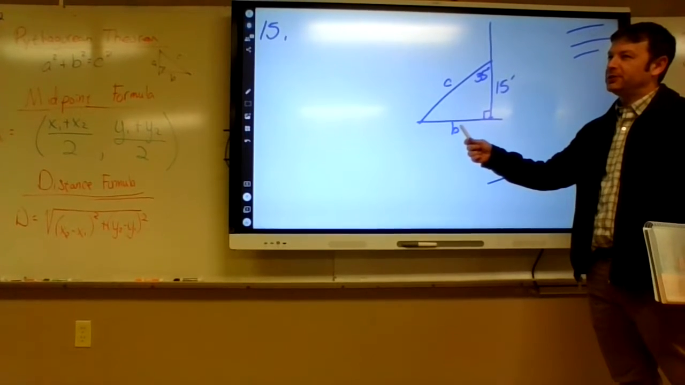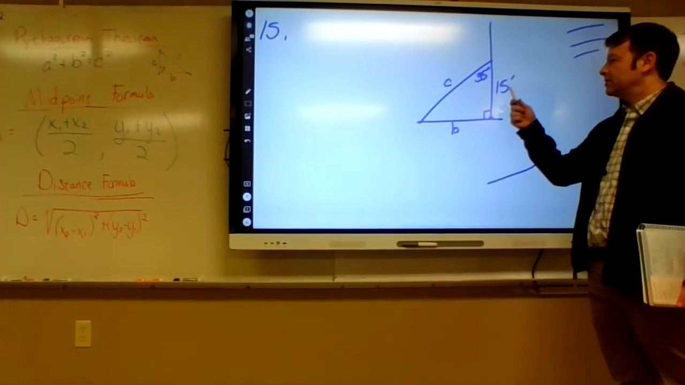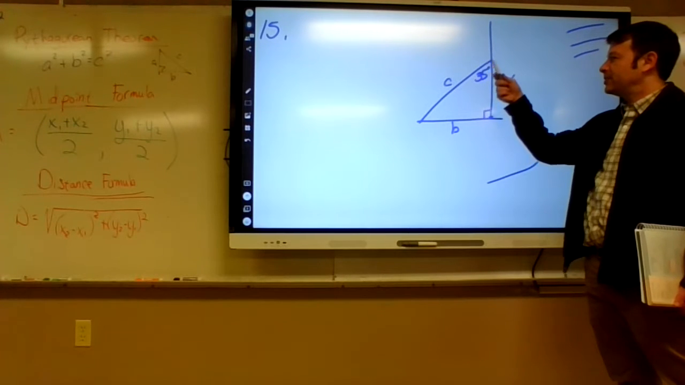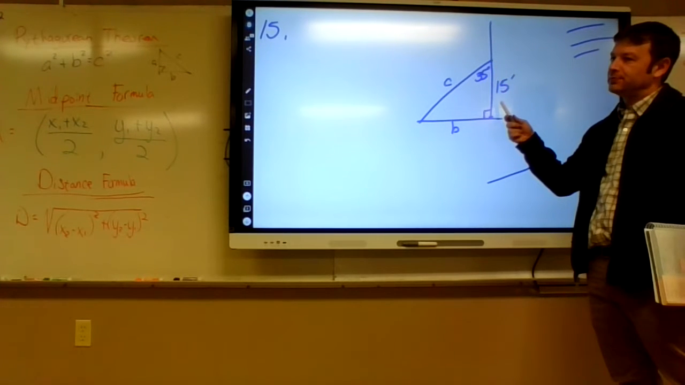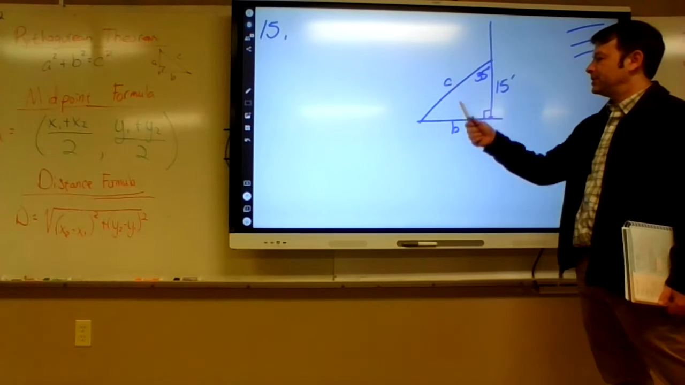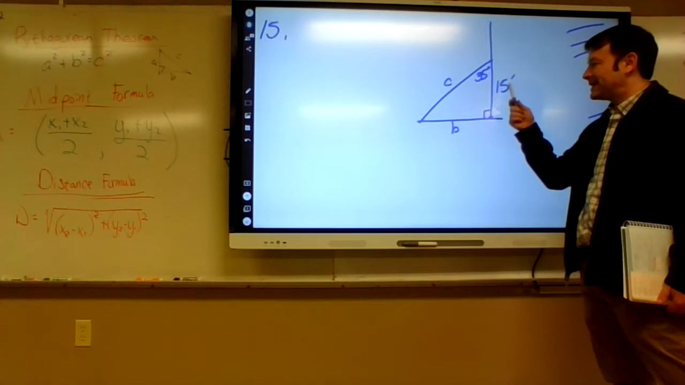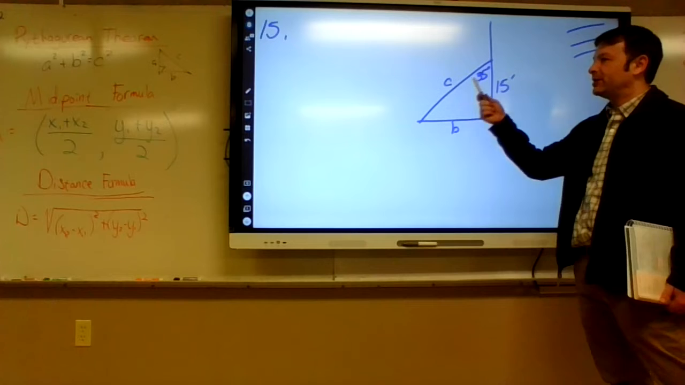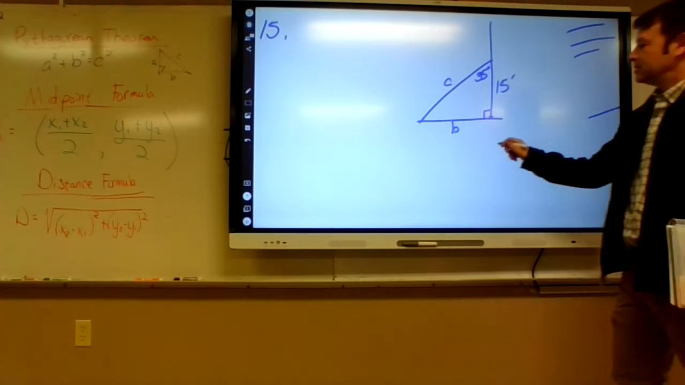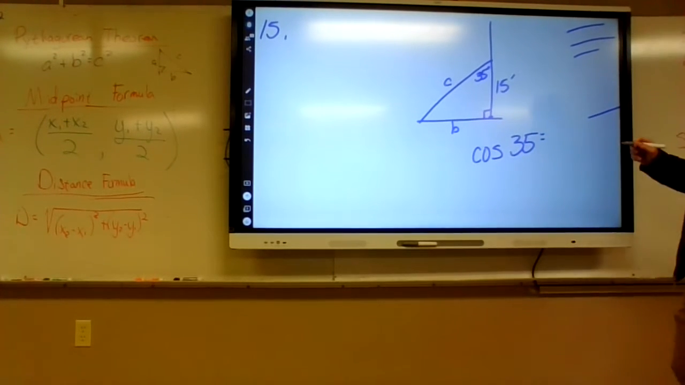We don't know B yet, so it's not going to be useful to have 2 variables. We have to use this side, not this side. So relative to this angle, what's this side called? Adjacent. So I guess we could do this one or this one. Let's do hypotenuse. So which trig function uses hypotenuse and adjacent? Cosine.